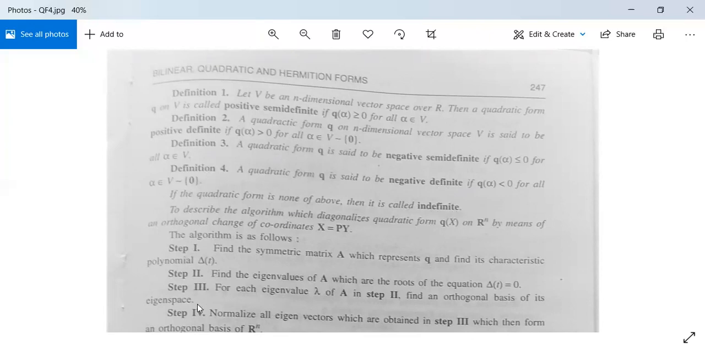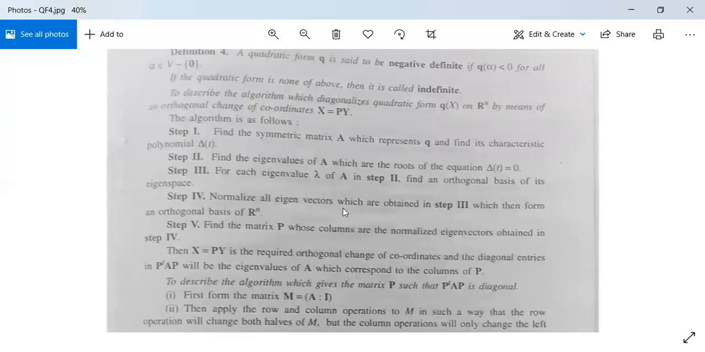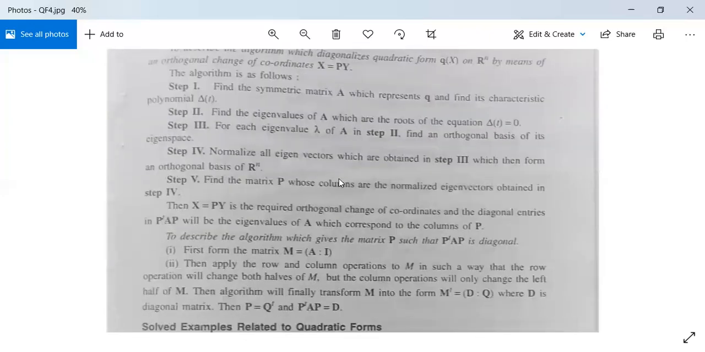Now there is an algorithm to describe. To describe the algorithm which diagonalizes quadratic form Q(x) on Rn by means of an orthogonal change of coordinates x equal to Py. See the algorithm. Just remember this, or note it down in your notebook. Step 1. Find the symmetric matrix A which represents Q and find its characteristic polynomial. We will see by some example how to find a symmetric matrix.